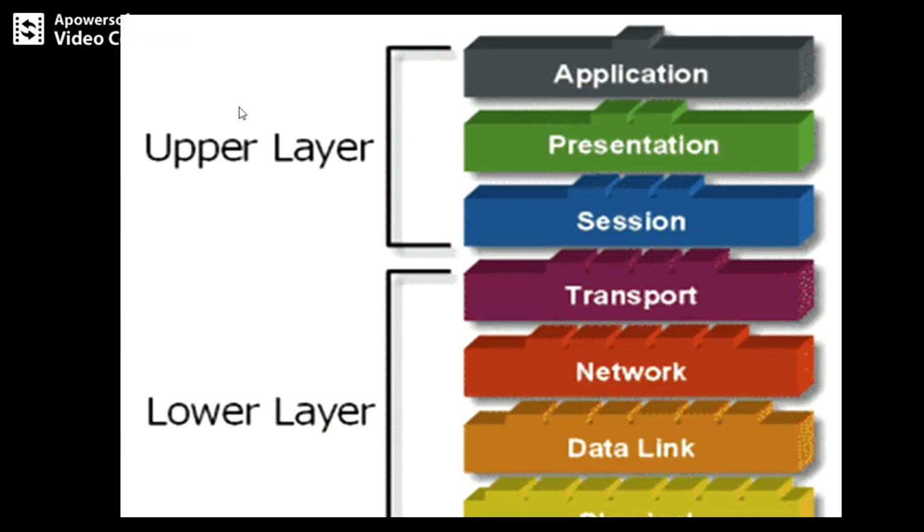Of the 7 layers, the first 3 are called upper layers and the last 4 are called lower layers. The responsibility of the upper layers is data presentation. And the responsibility of the lower layers, that is transport, network, data link, and physical layer, is data transmission. So we will see them one by one now.